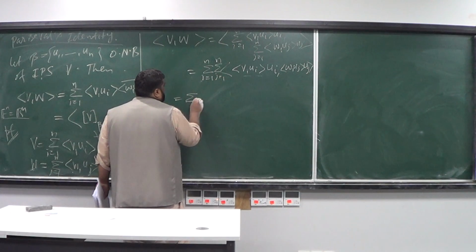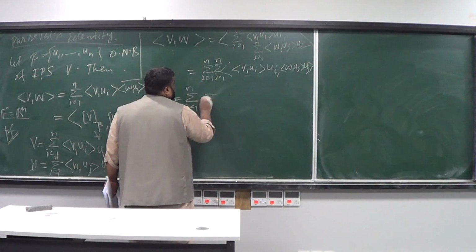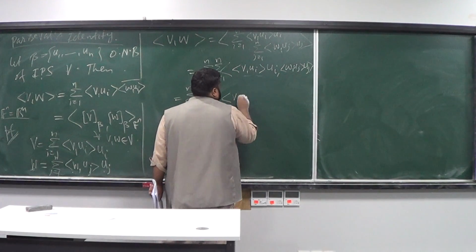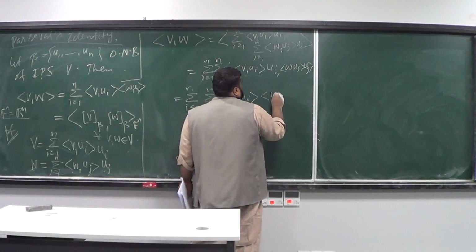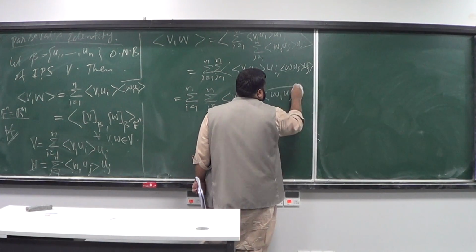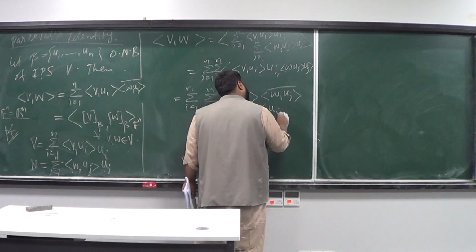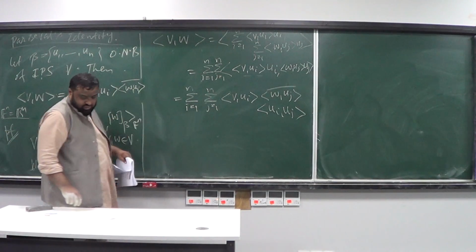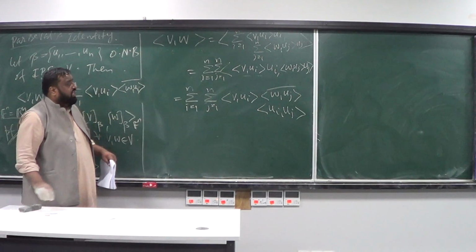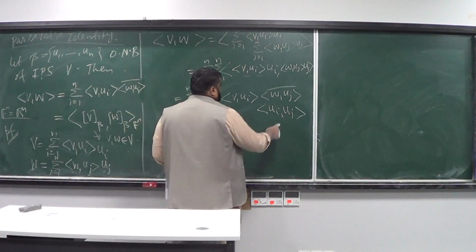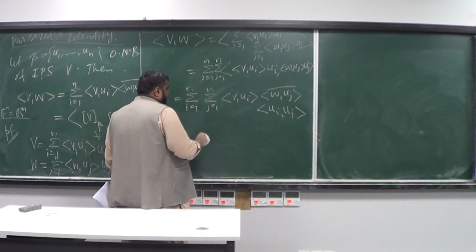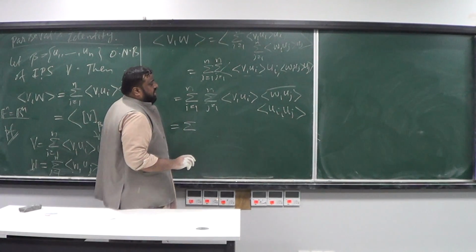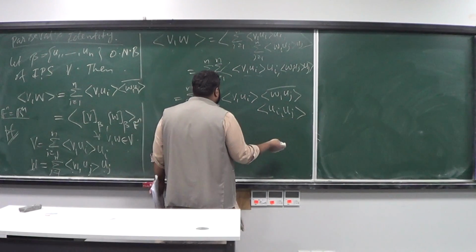So you're going to have i equal to 1 to n and j equal to 1 to n, you're going to get ⟨v, ui⟩ times the conjugate of ⟨w, uj⟩ times ⟨ui, uj⟩. Now ⟨ui, uj⟩ is really, these are the orthonormal basis, so ⟨ui, uj⟩ is going to be delta ij.